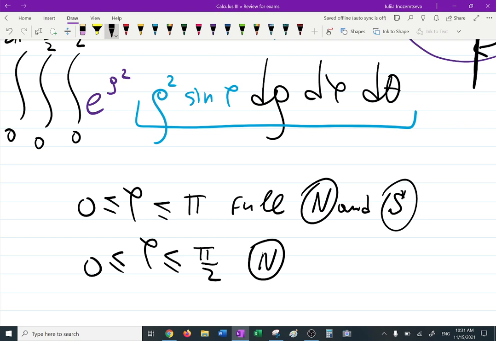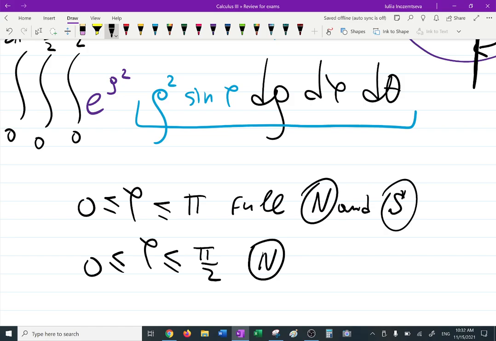Not too bad. I can see this is the most confusing part. I always say students get stuck with phi. I would imagine it as a north pole. If it goes halfway through, then it goes halfway through.